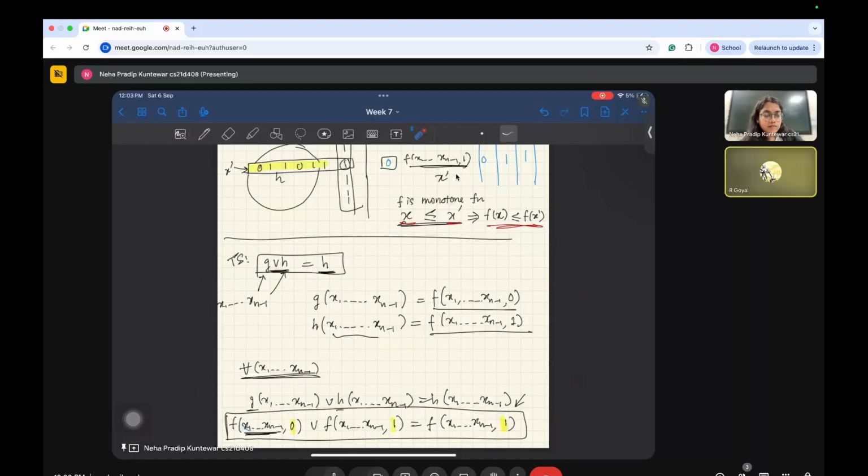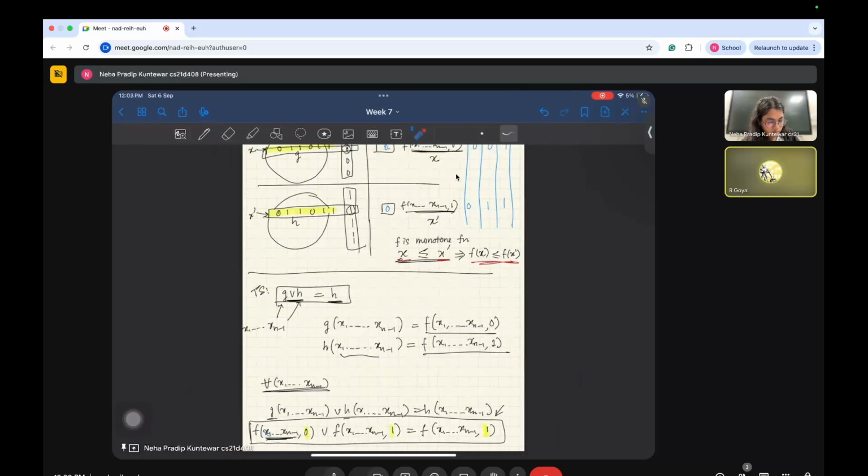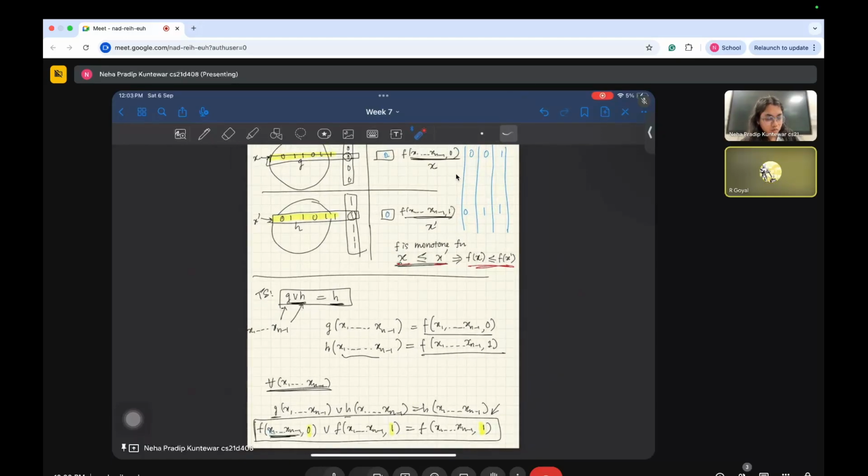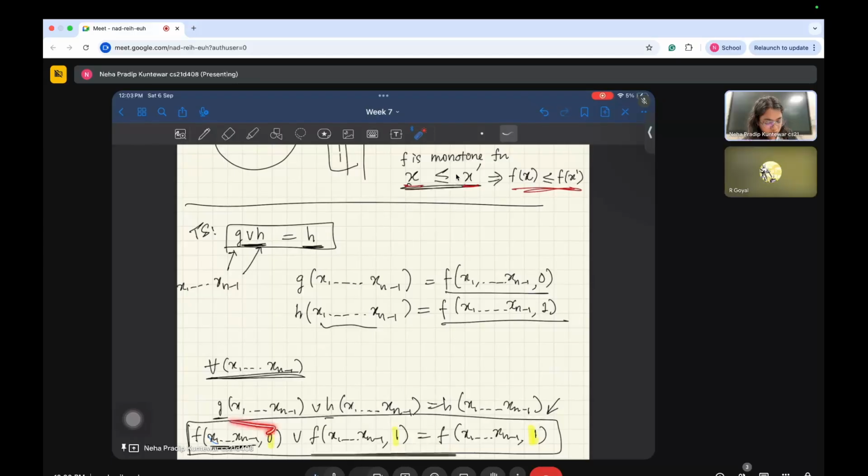So let us consider the first possibility. Both are 0. Then this would be a 0 here. 0 or 0 is a 0. I'll just copy this on the next page.